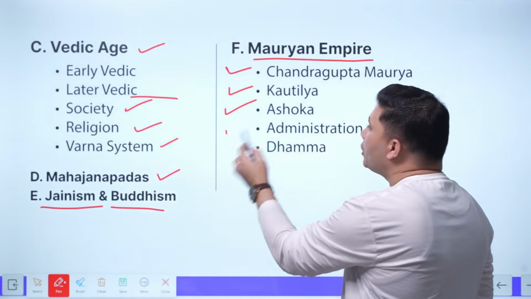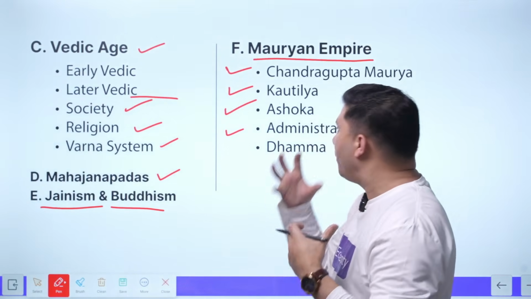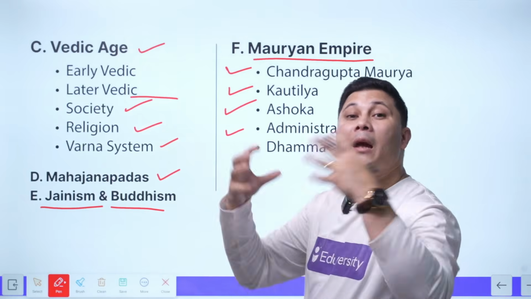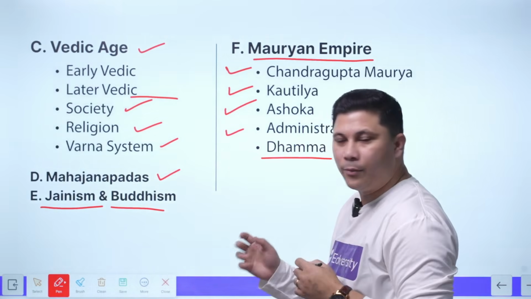Then the administration of the Mauryan Empire, how with the help of the Arthashastra, for the very first time, there could be an empire. You got a point, right? The administration, the Dhamma of Asoka, we have to study.